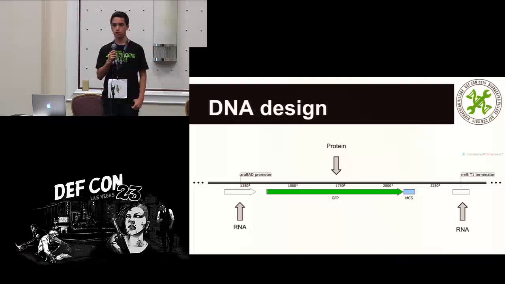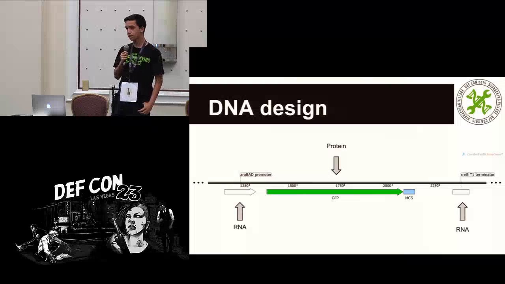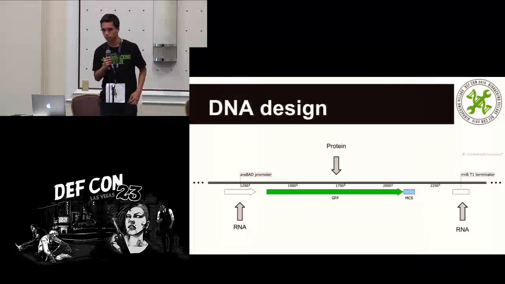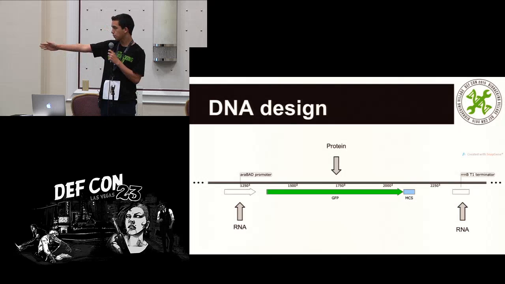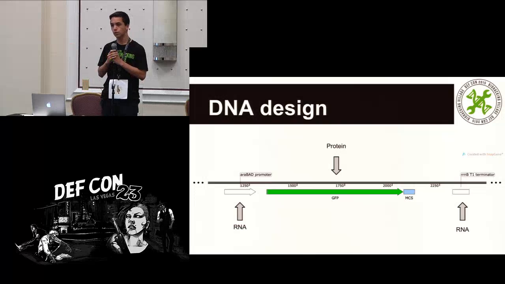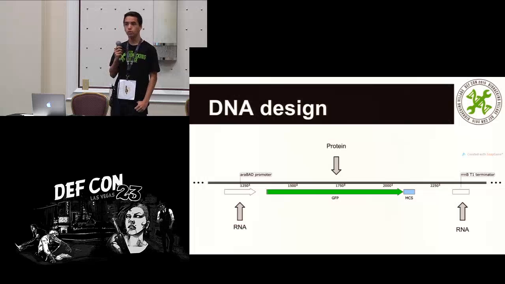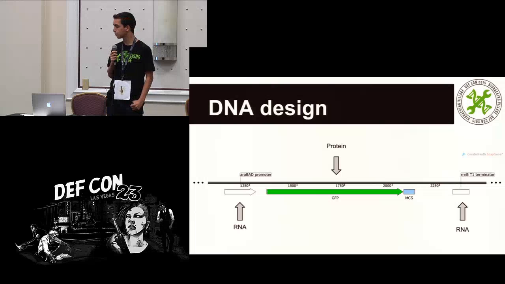So let's say you want to make a biosensor, and this biosensor, for example, detects a small molecule, like arsenic inside of a water source. What you would do is you would have the RNA level, the first and the last, which is the promoter and terminator, would say when that chemical is there. And then you'd have a protein level, which would then report if it's there.